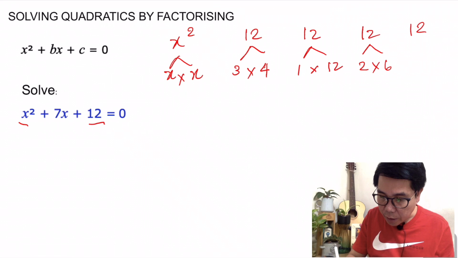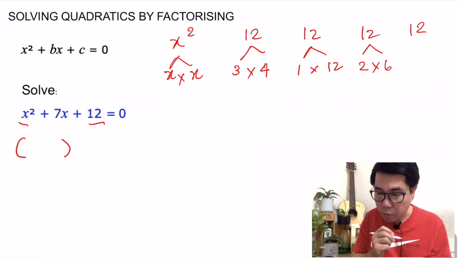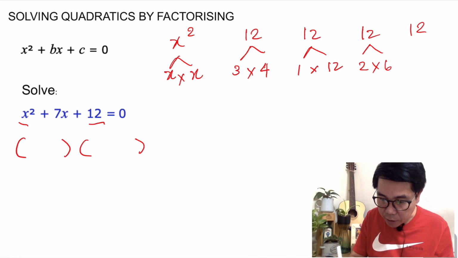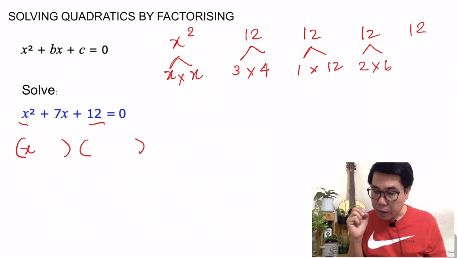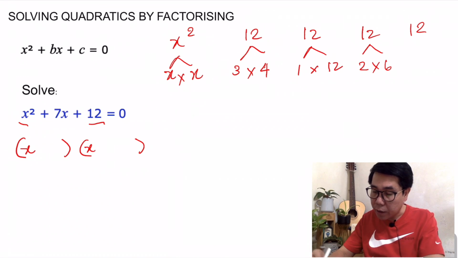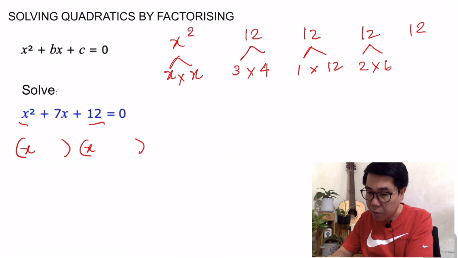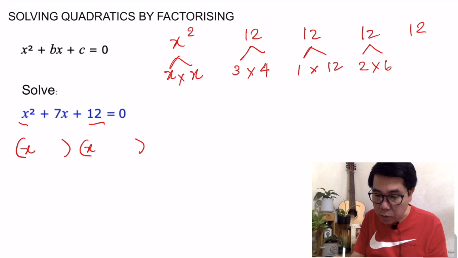That means that for the x squared, we have x here and x here. Now we have to choose between the factors of 12. We have 3 and 4, 1 and 12, and 2 and 6, wherein if you add them, it will give you 7. So the factors of 12 which add to 7 are 3 and 4.